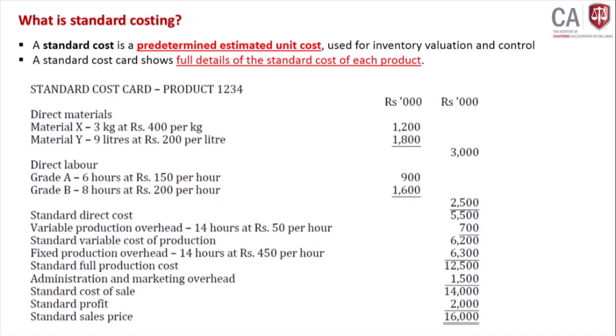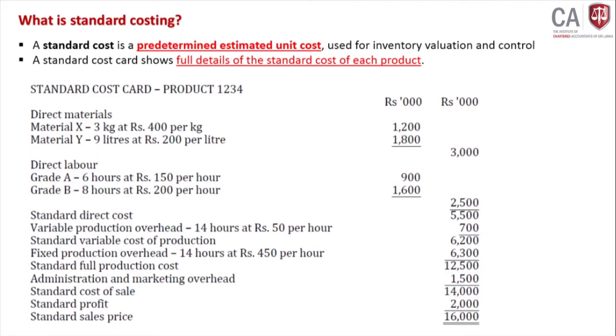Thereafter you have variable production overhead incurred and standard variable cost of production. After adding the variable cost, then fixed production overhead, then full production cost you can derive, and administration and marketing overhead cost you can figure out. Thereafter standard cost of sales you can calculate. Then you can calculate standard profit by adding margins to sales, and finally you have standard selling price. You can derive standard selling price after all these things.